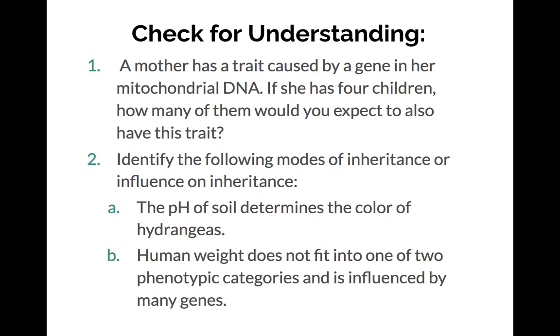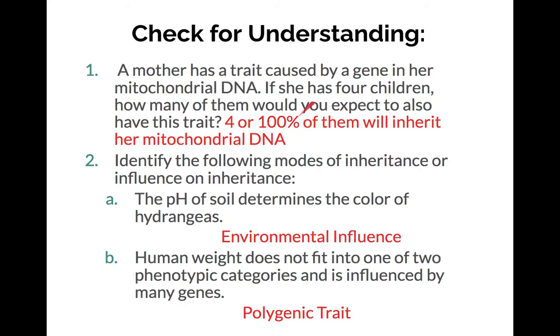All right, so quick check for understanding just based on those last two things. Pause here and try this out. All right, so first one. If she has 4 children, how many of them would you expect to inherit this trait that was in her mitochondrial DNA? So again, all 4 children, or 100% of them, will inherit her mitochondrial DNA, just because that is the way in which we inherit mitochondrial DNA.